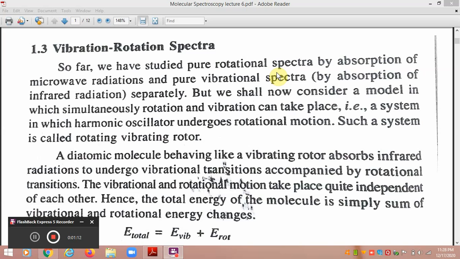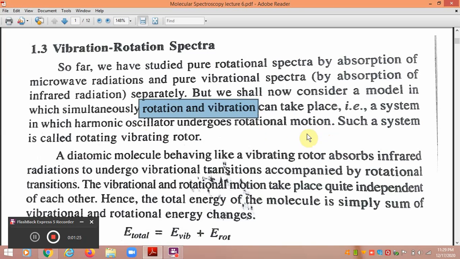Here in this topic, now we will consider a molecule, or a system or model, in which the rotational and vibrational motion can be studied simultaneously. Such a system is called a simple harmonic oscillator undergoing rotational motion. Generally, the system which shows vibrating motion is called a harmonic oscillator, but it shows rotational motion also. That's why it is called the rotating vibrator or vibrating rotor.